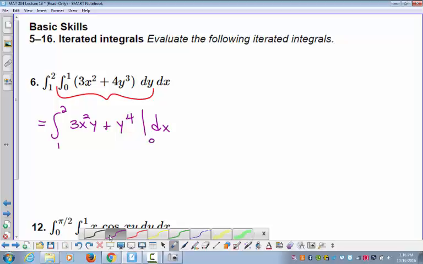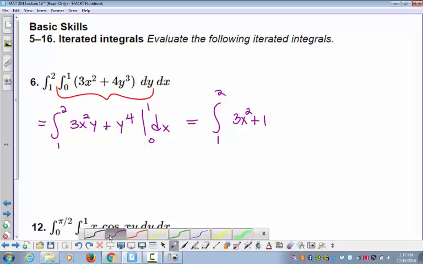And now we have to evaluate the inner integral, the antiderivative, from 0 to 1. OK, so the outer integral is still there. Inner integral, we found an antiderivative. So we're going to plug in 1 and then plug in 0, take the difference, and we're plugging in for y. So we plug in the 1, we get 3x squared plus 1. And then we have to subtract off what we get when we plug in y equals 0.